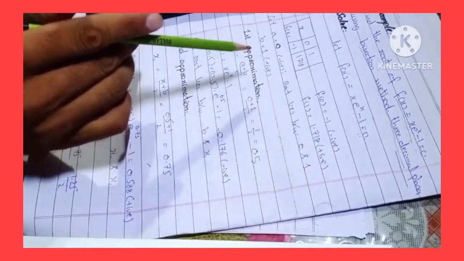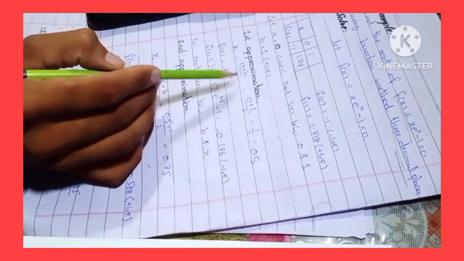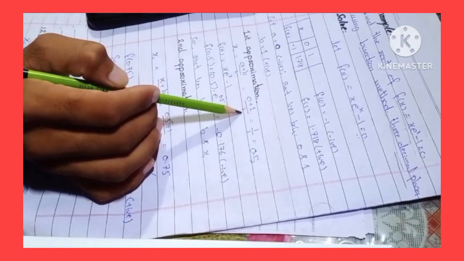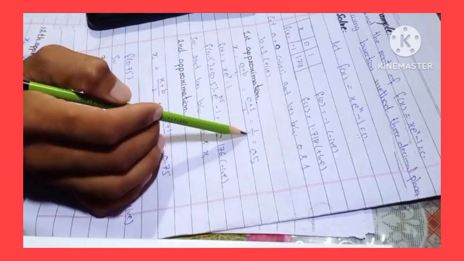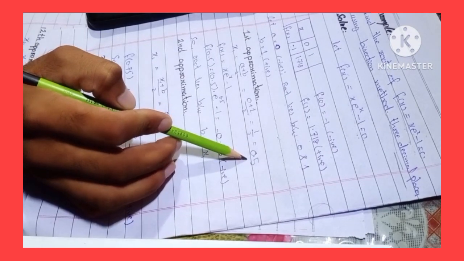The first approximation is x1 = (a + b) / 2. Putting the values of a and b, a is 0 and b is 1, so it is 1 divided by 2, and the final answer is 0.5.